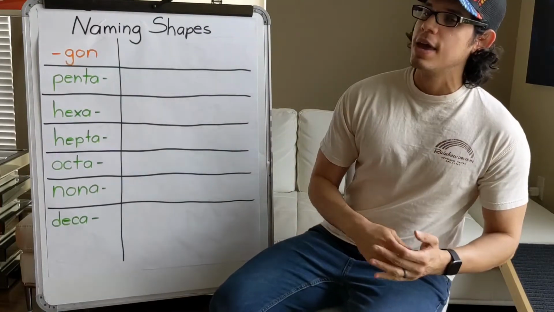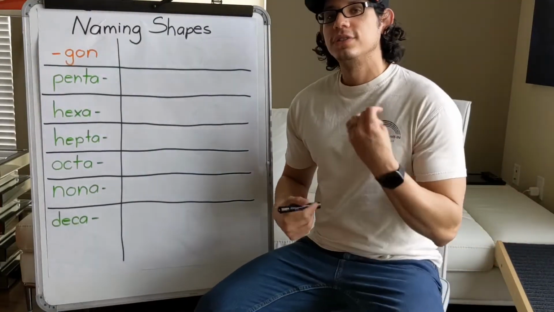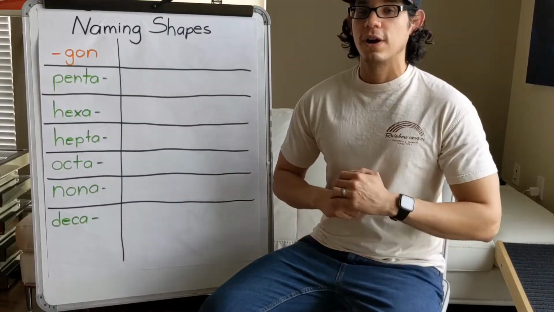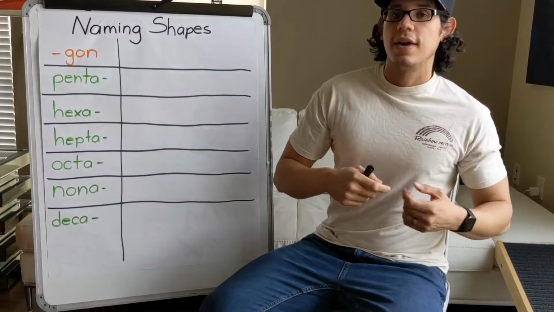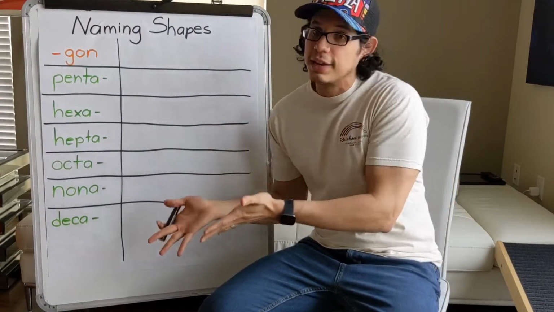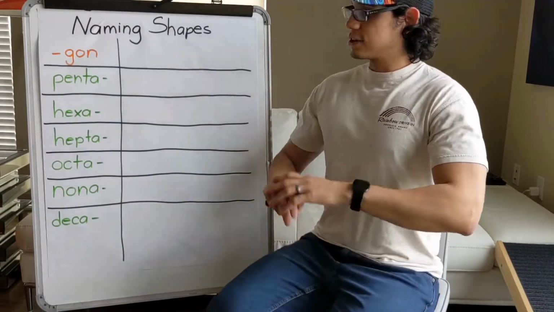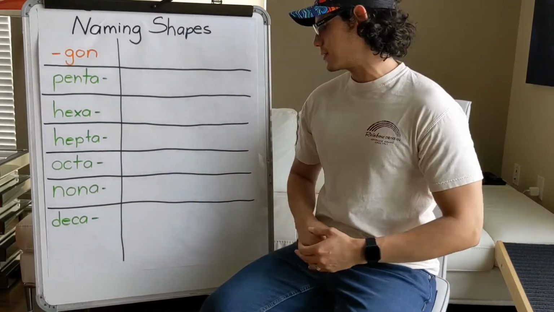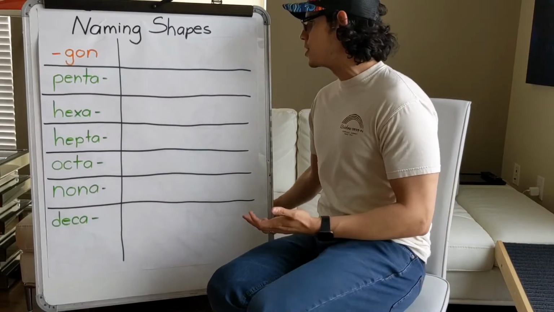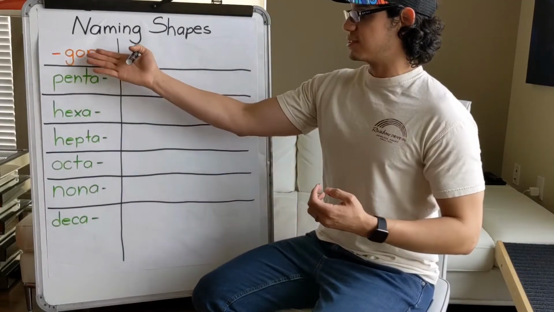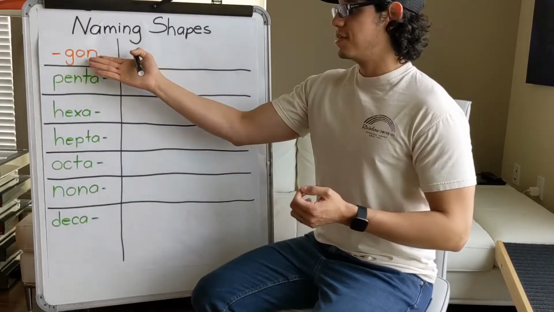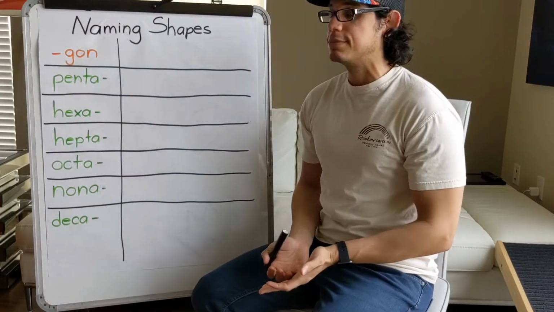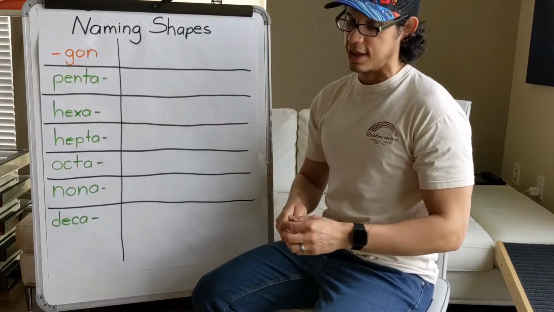First, I really want to go over some of the prefixes and suffixes that we use to name those shapes. In reading and writing class, you've seen prefixes and suffixes. Remember that prefixes are what comes at the beginning of a word, and suffixes are what comes towards the end of a word, right? We're going to be making the names of these shapes using prefixes and suffixes. First, I wanted to go over the suffix gon. This suffix is going to be a part of all of the shapes' names, so you're going to be seeing it a lot.